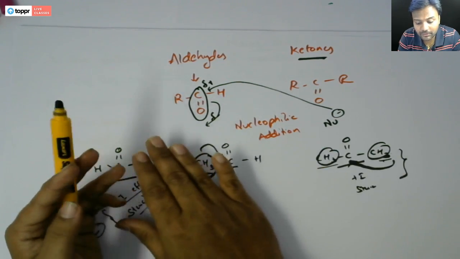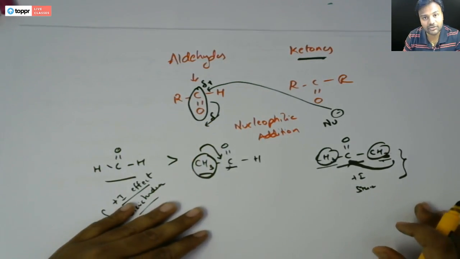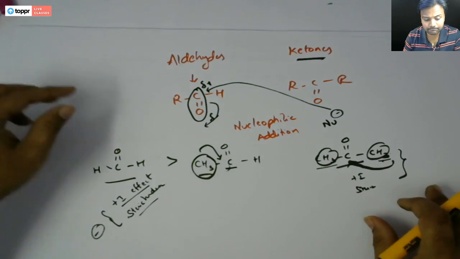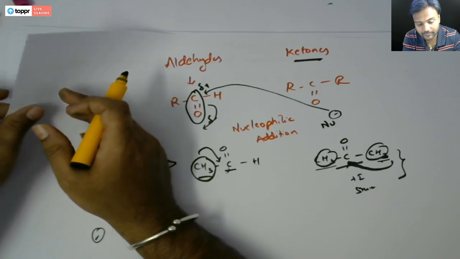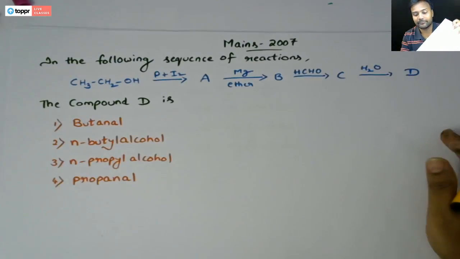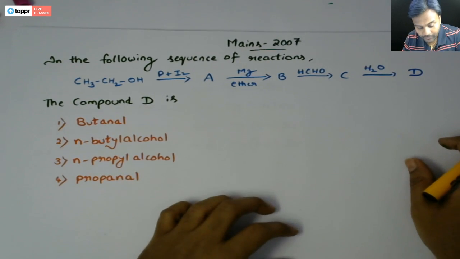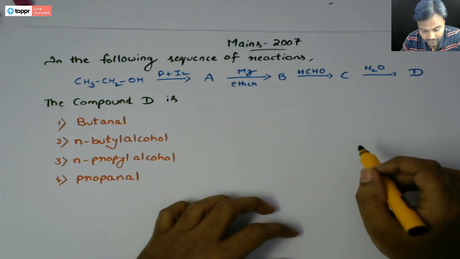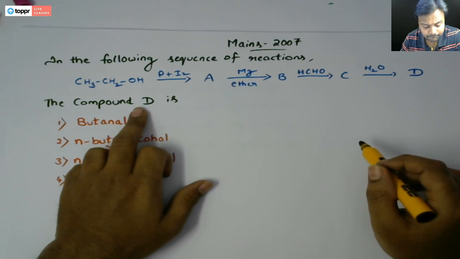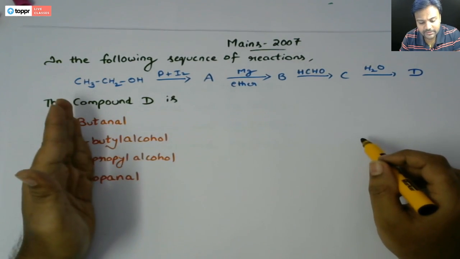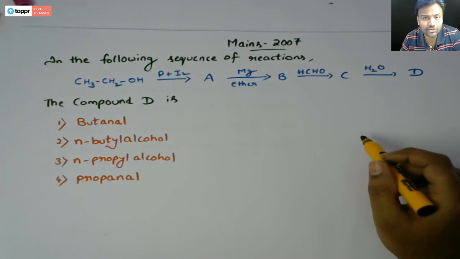Keeping this aside, we'll discuss some questions from previous years which were asked in JEE Mains. Look at the question over here. In the following sequence of reactions, they are asking what is compound D. Leaving the options aside, let's see what exactly the reaction is all about.